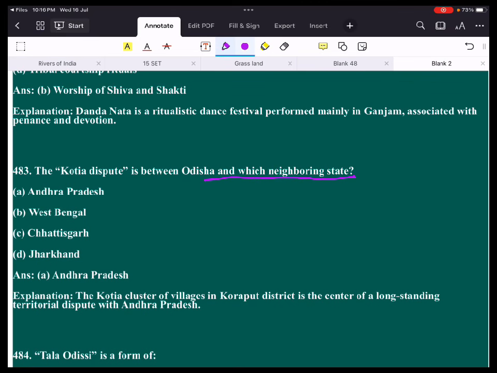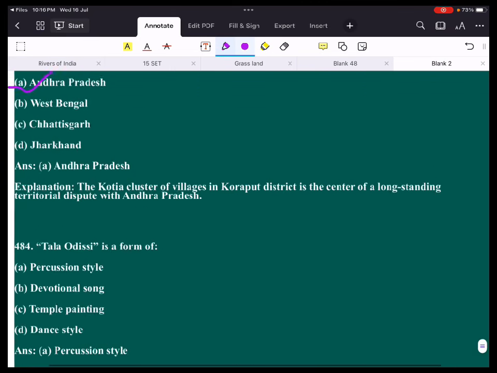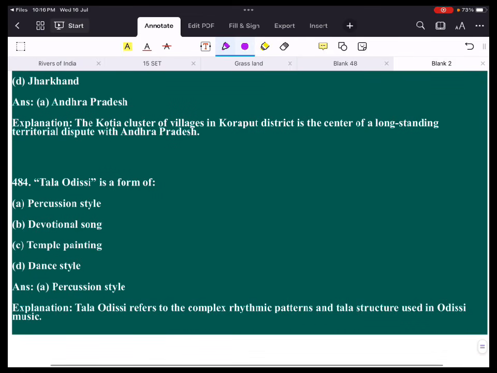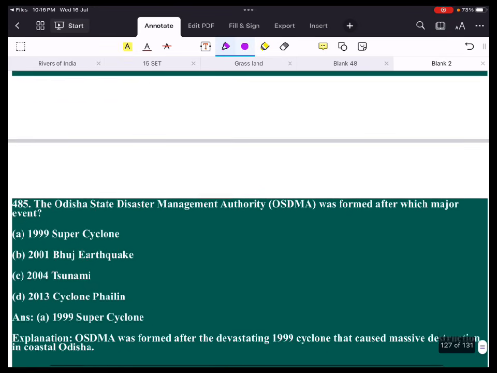The Kotia dispute is between Odisha and which neighboring state? Kotia and Andhra Pradesh. Option A. Tala Odissi is a form of a percussion style. Option A.